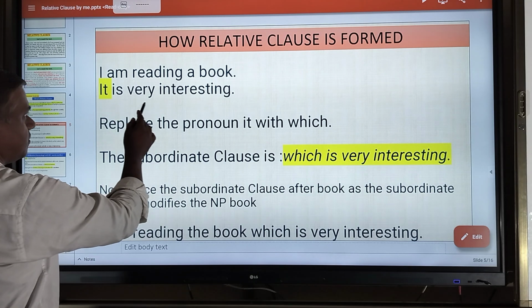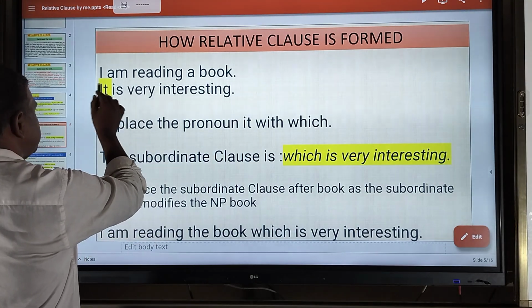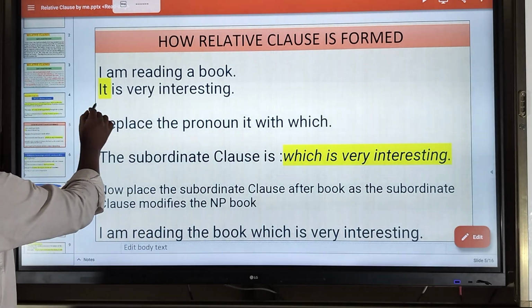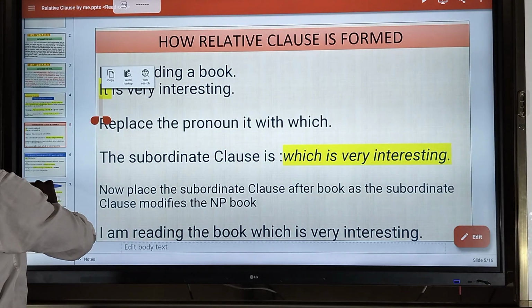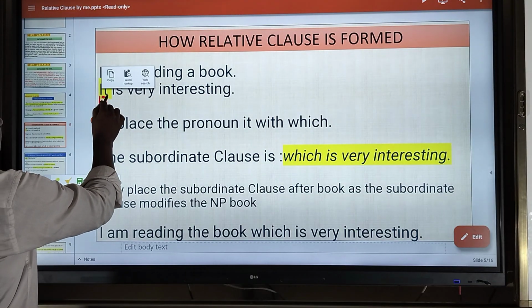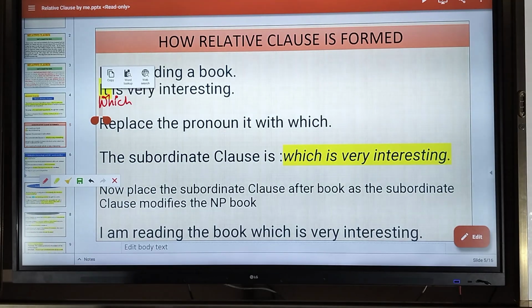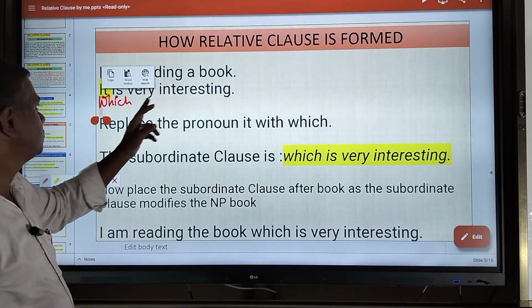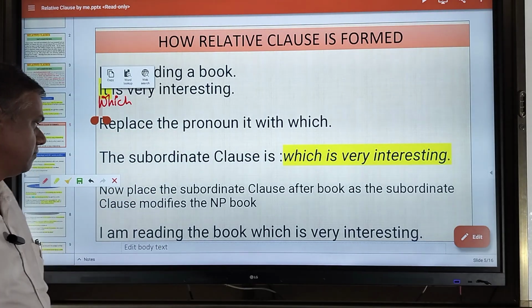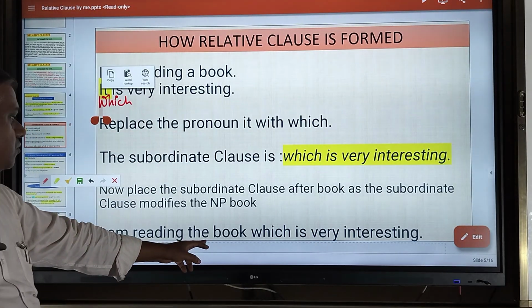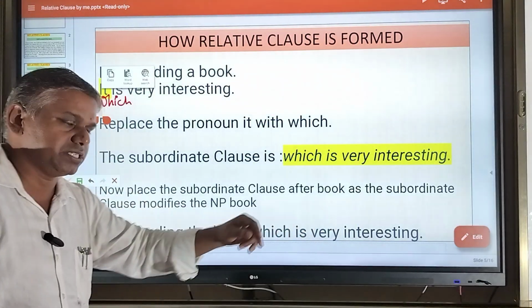So in this clause, we would omit "it", and in place of it we will write what? Which. I am reading a book which is very interesting. You see, I am reading the book which is very interesting.